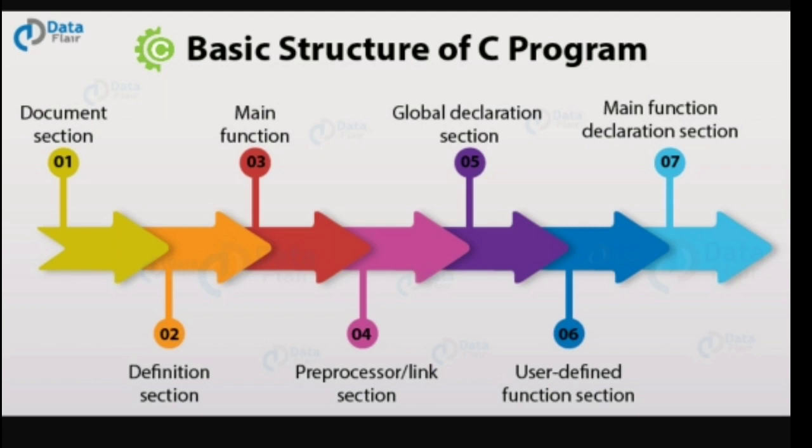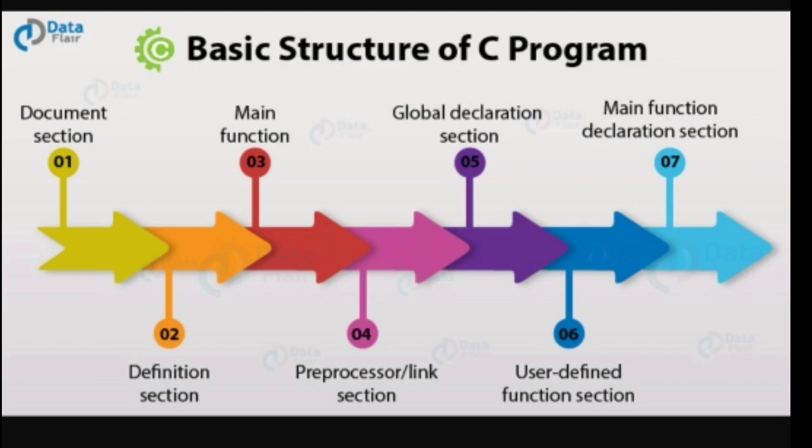In the documentation section, there are comments describing the file. You can create a single line comment using two forward slashes, and a multi-line comment starting with slash star and ending with star slash. The comments are ignored by the compiler and are used to write notes in the document.